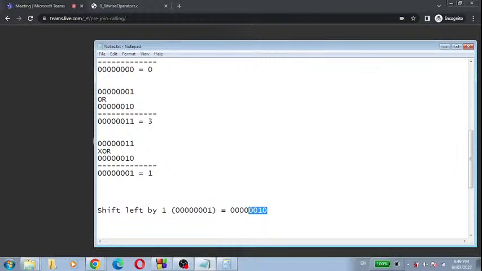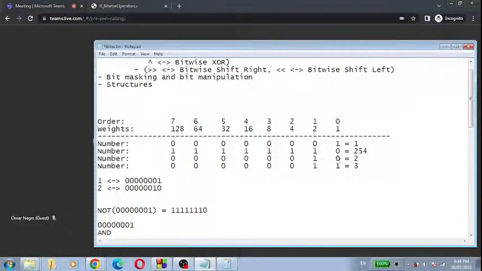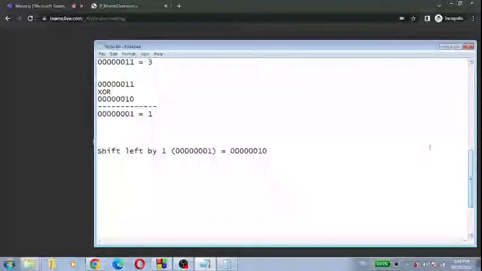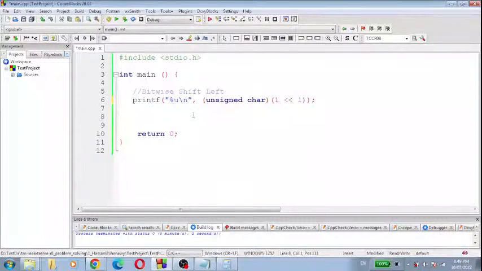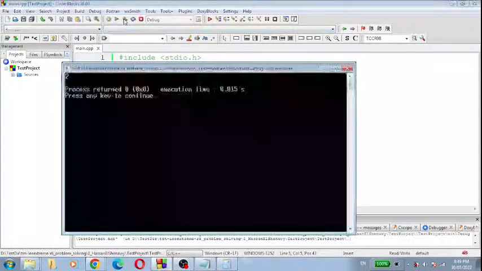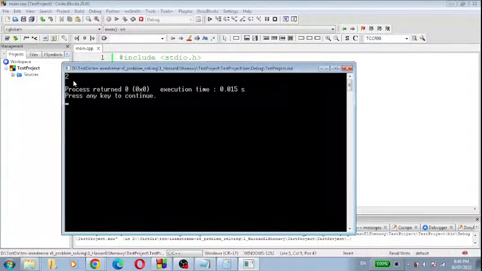What is this actually? I know that this is 2. So now this is 2 in decimal. So when I run this code, I'm going to get 2. Let's try this. I have 2. So that's it.